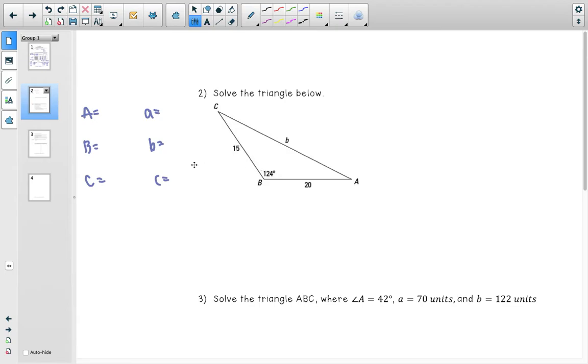Okay, so we have angle B, which is 124. We don't know angle A. We don't know angle C, so it's different than the last one. We do not know side B. We know side A, sorry. And we have side C. All right, so this is the breakdown of information. You have to figure out what you can do, okay? So go ahead and see what you can do with this one, all right? So pause the video now.